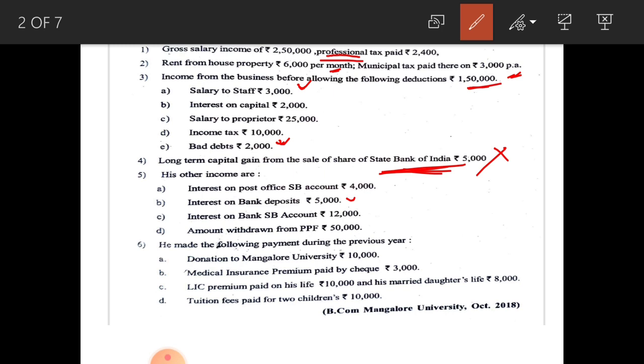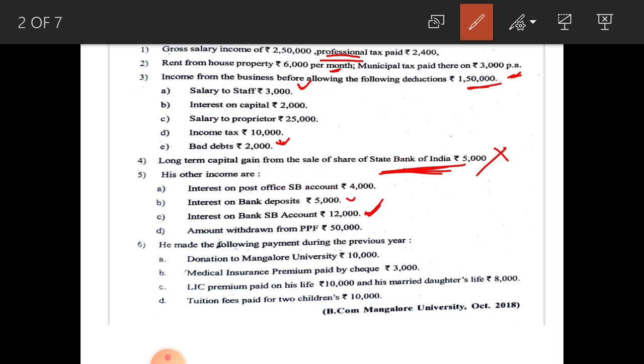Next one, interest on bank SB account 12,000. On this item, that is interest on bank SB account, there are two adjustments. First one, it is taxable under income from other sources, and second one, it can be claimed for deduction under section 80TTA.